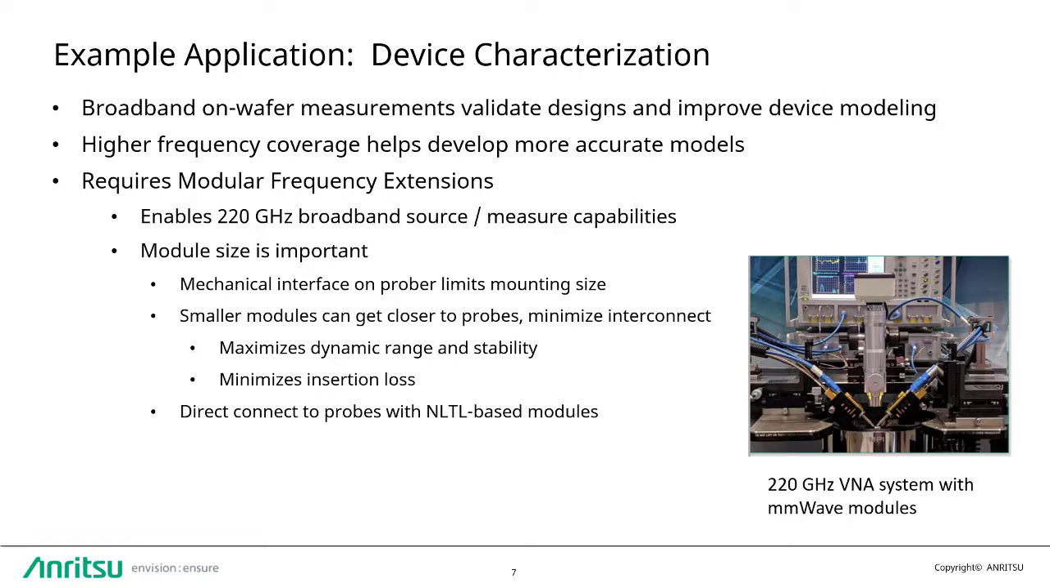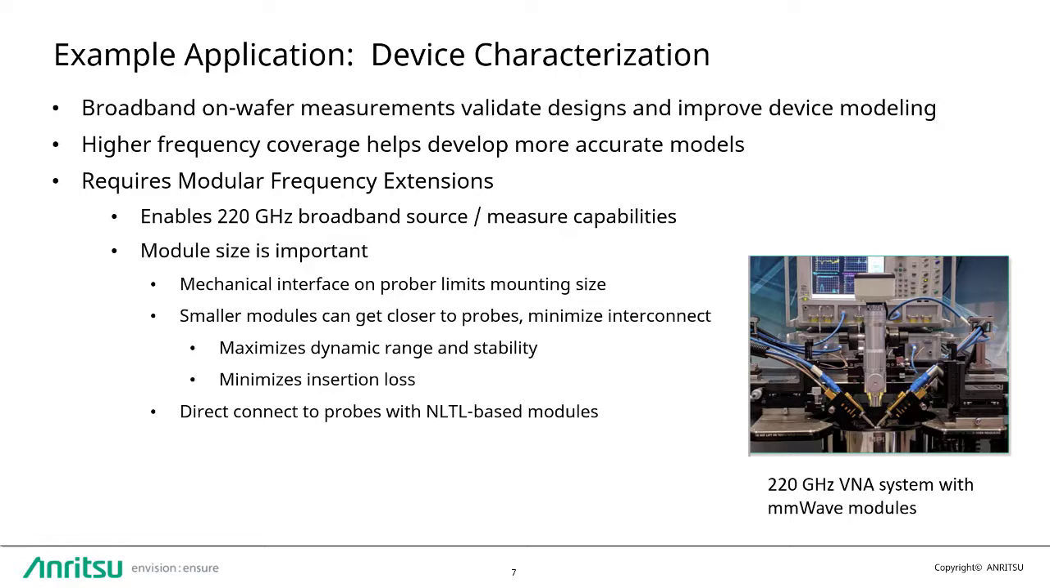To achieve 220 GHz broadband single sweep capabilities like those available on the Anritsu VectorStar VNA, frequency multiplier modules are needed to extend the source and measure to as close as possible to the DUT. At these frequencies, it is critical to minimize the insertion loss due to interconnect length to maximize dynamic range and measurement stability that's required for these applications.